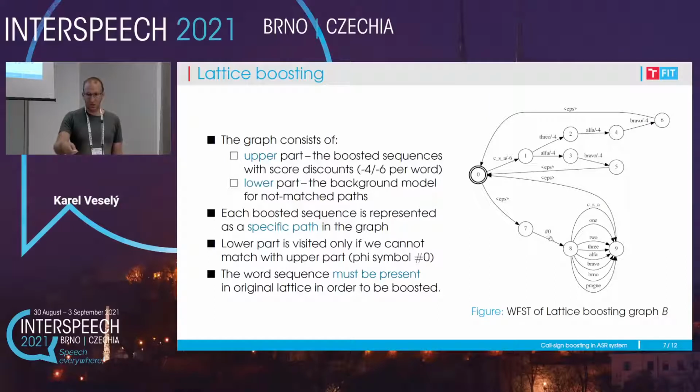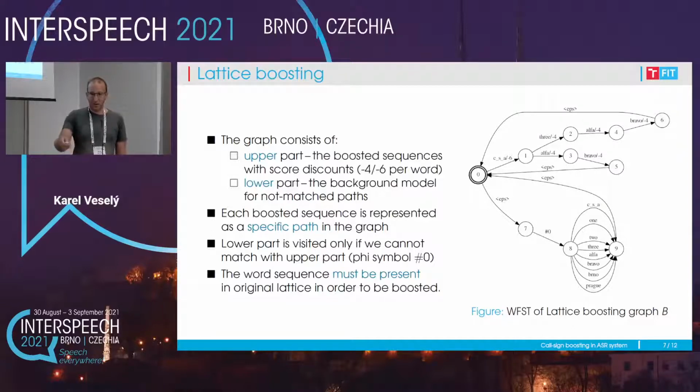Okay, there is one implementation detail. We use phi composition, so the idea is that we visit the lower part only if it cannot be matched with the upper part. This is done with this phi symbol, hash 0. We could also do a similar thing with the sigma matcher of OpenFST, but we did not implement this. Then we could even not have this lower part at all, and the boosting graph would be smaller. But that's for the future, we need to re-implement it. The results should be the same for both implementations, it would just be a little bit simpler.